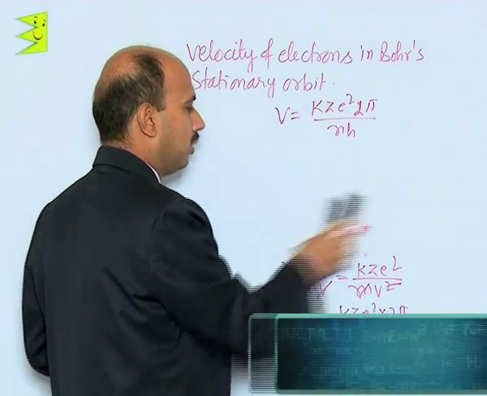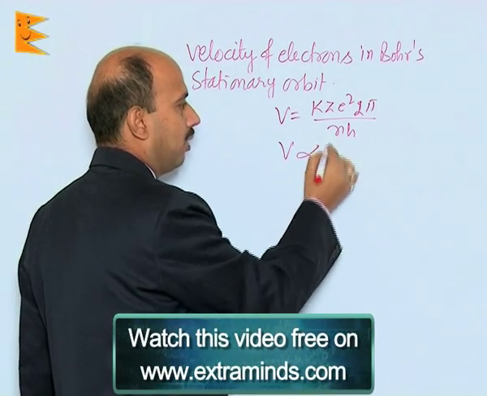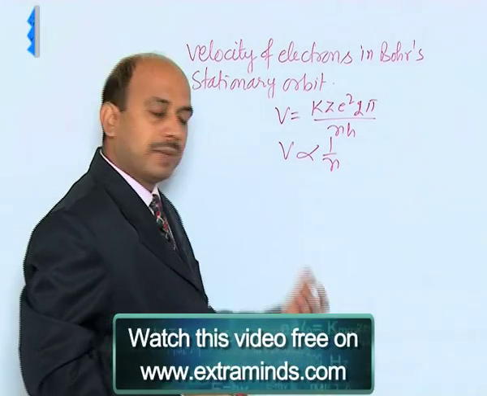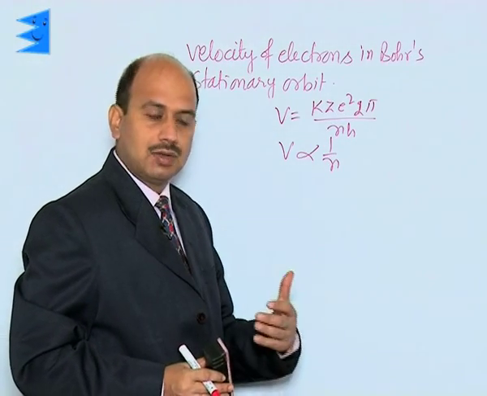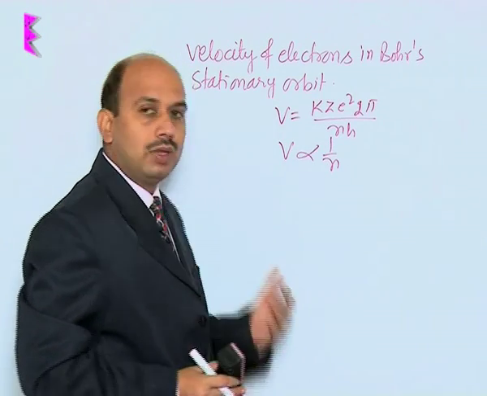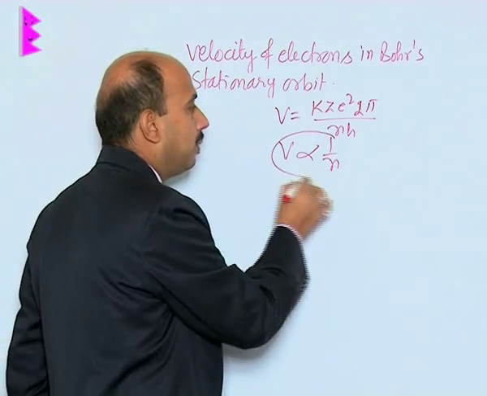Now we can write here v is proportional to 1 by n. It means larger orbit, if you go to the outer orbits, has got a smaller velocity as compared to inner orbit. So in this case here we have written v is proportional to 1 by n.